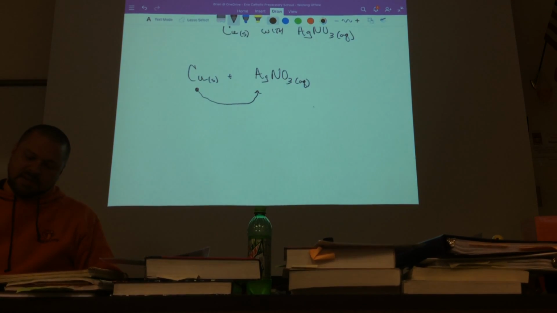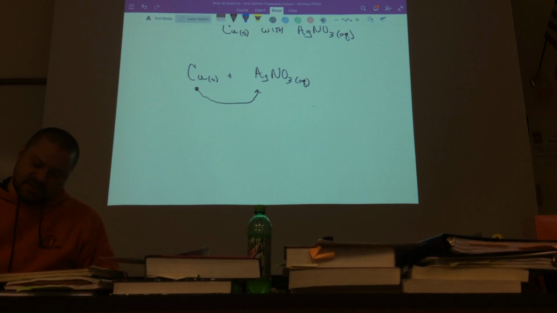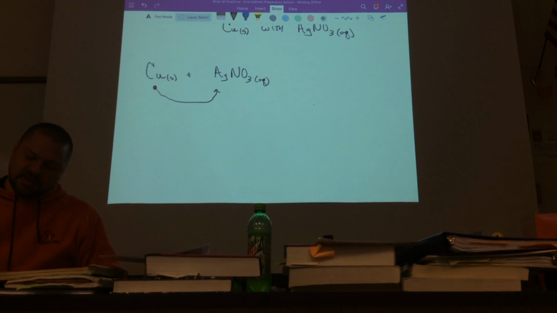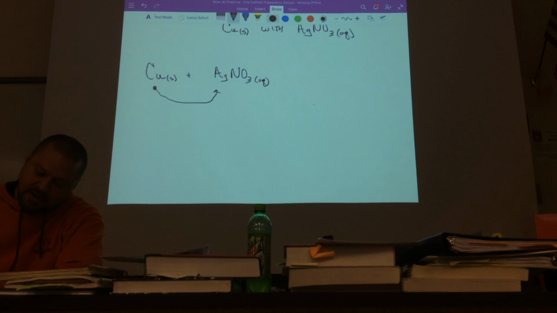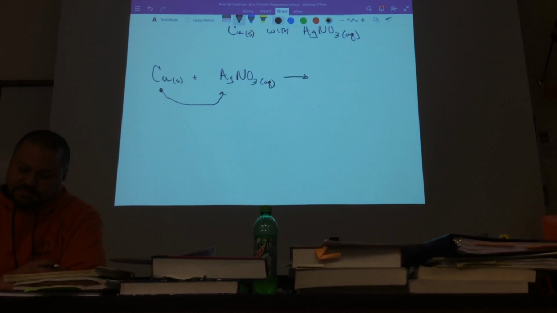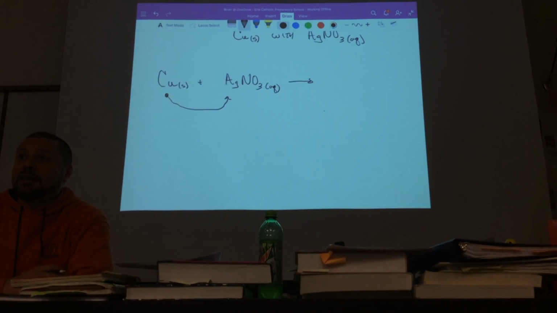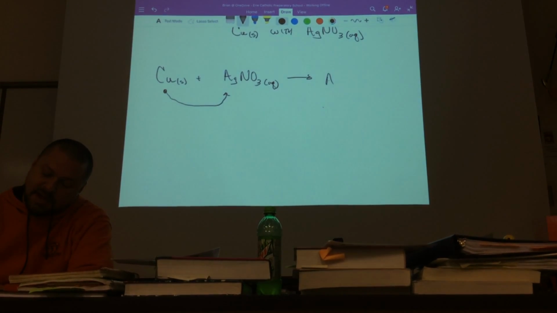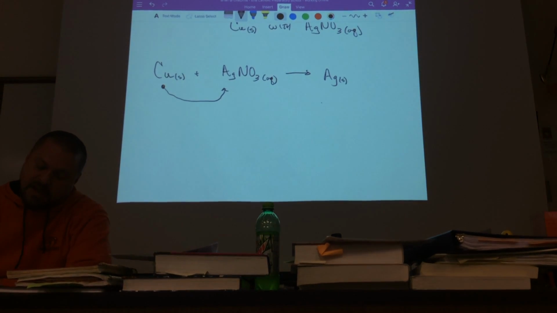Okay, so these are trying to replace each other. All right, so that's trying to replace that. So it can happen. So that means I'm going to get a new set of products. Does the charge of the metal matter? Yes. Okay, here's why it matters. Because right now, silver is going to come out of solution. So think about it like this.